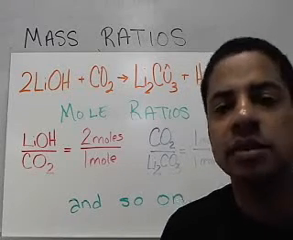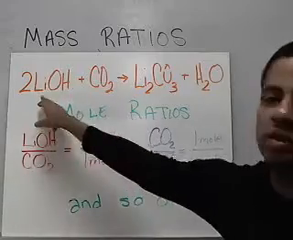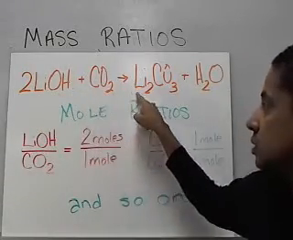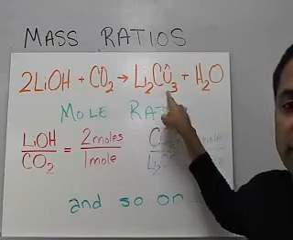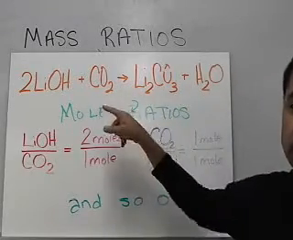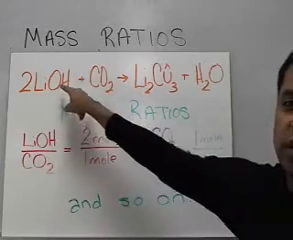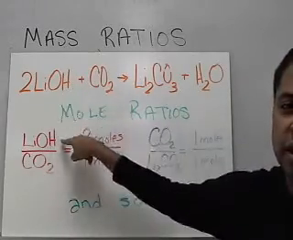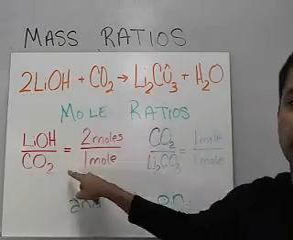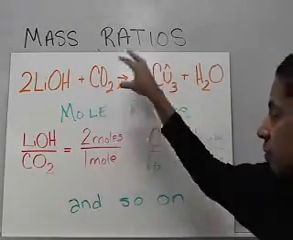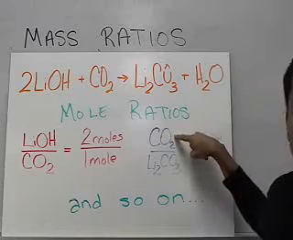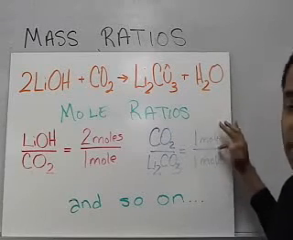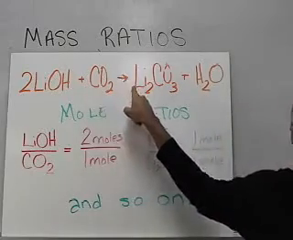Here we have a balanced chemical equation where we got 2 moles of lithium hydroxide combining with 1 mole of carbon dioxide to give us 1 mole of lithium carbonate and 1 mole of water. Now, to review the mole ratios, the mole ratio of lithium hydroxide to carbon dioxide is 2 moles of lithium hydroxide to every 1 mole of carbon dioxide. And you could do that for every pair. For instance, carbon dioxide to lithium carbonate, that's 1 mole of carbon dioxide for every 1 mole of lithium carbonate. That comes from the coefficients.